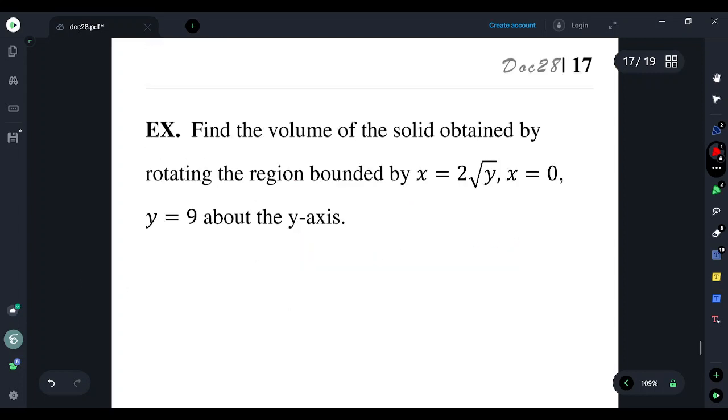Okay, so let's do an example. Find the volume of the solid obtained by rotating the region bounded by x equal to 2 square root y, x equal to 0, and y equal to 9 about the y-axis.